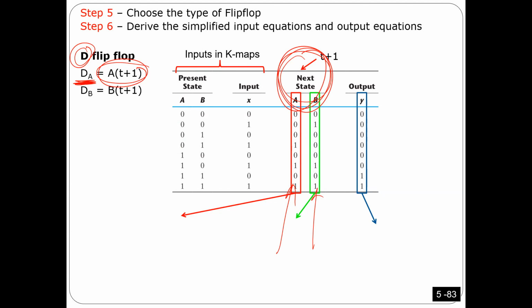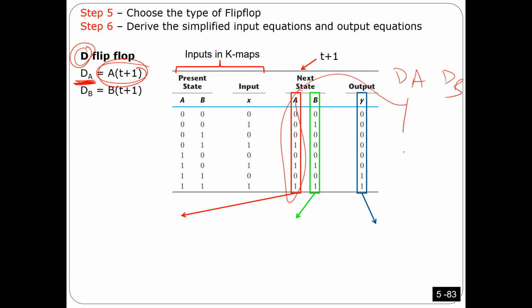So in the next state, if I want to get 0, I have to make sure the input of the flip-flop is 0. You got what I'm saying? That is why I don't need to create a new column for the input. If you want to, that's okay, but it's just redundant. So what you can do here is say DA and DB, and just repeat this part, put it here, and take this part, put it here, because they are the same.